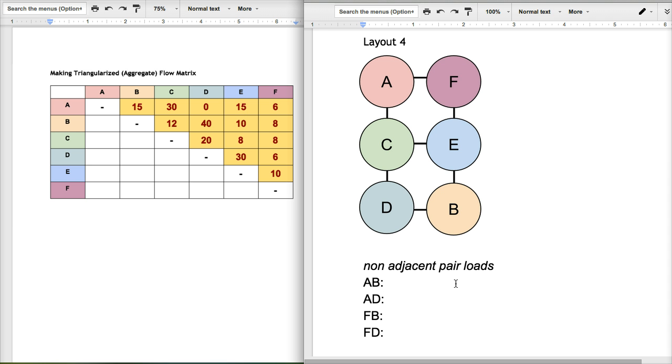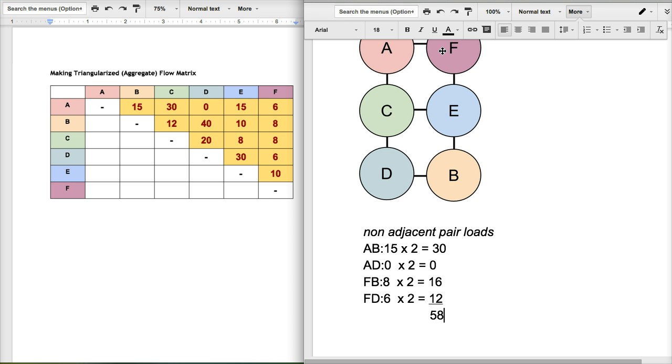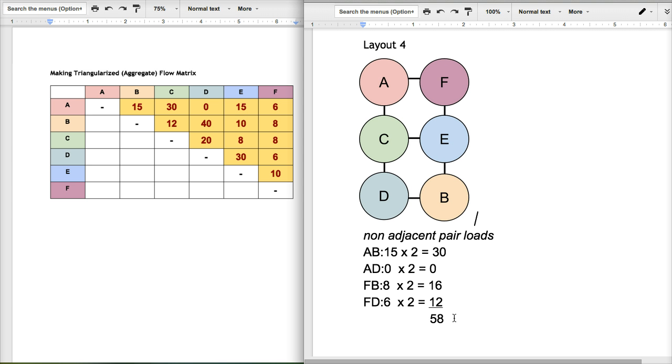And so, summing up the traffic between each of those pairs, taking these numbers from my triangularized flow matrix, I've got A and B is 15, A and D is 0, F and B is 8, F and D is 6. All of those non-adjacent pairs are 2 apart, so multiply them all by 2. Get the results. They are 30, 0, 16, and 12. And get the sum. It gives us a total of 58. Again, 58 is an improvement on all previous layouts, so that's a positive thing.